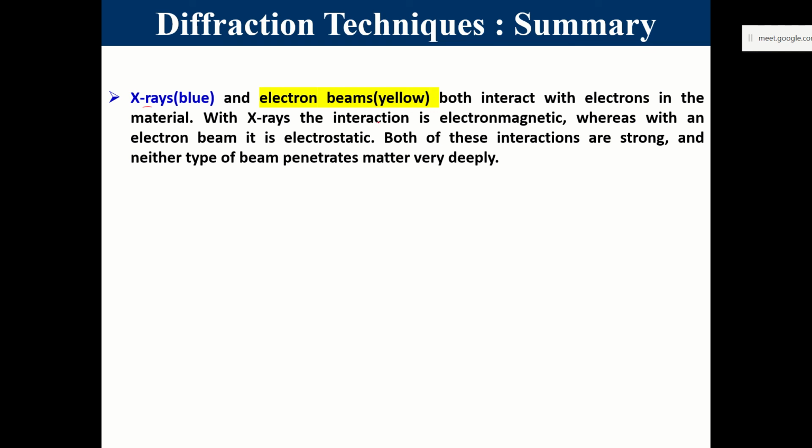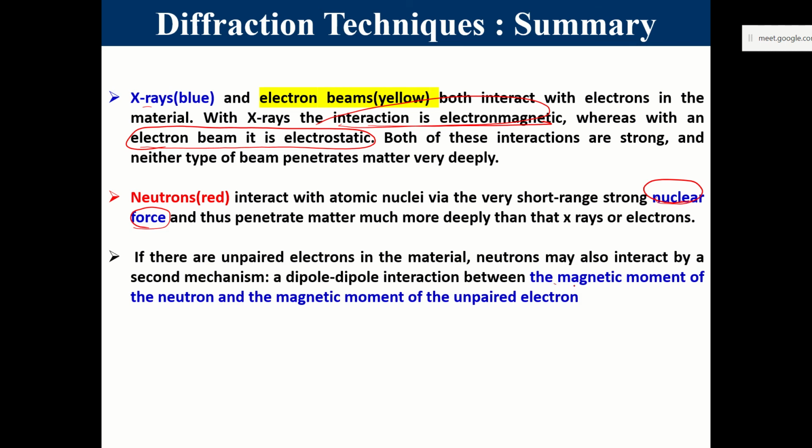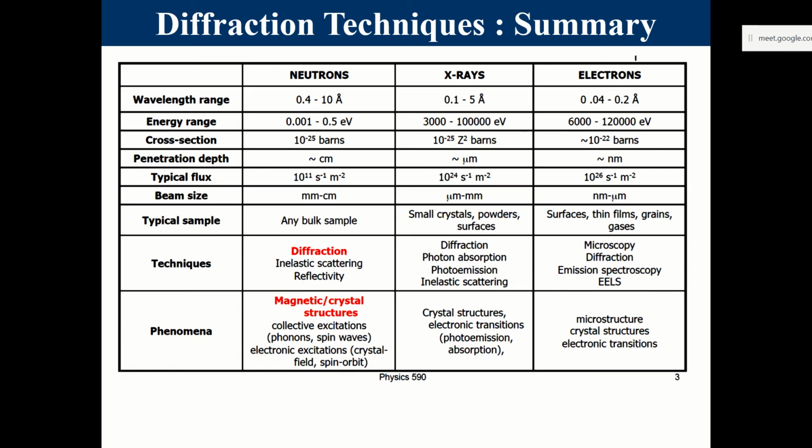So this summarizes the whole thing. X-ray interaction is electromagnetic in nature, for electron beam it is electrostatic in nature, and if you talk of neutrons, they can interact through nuclear forces, the short range nuclear force, and they can also interact through the magnetic moments of the unpaired electron. So dipole interaction takes place, and so you get all. This is the summary of diffraction techniques. That's all I have here in this semester for X-ray diffraction.